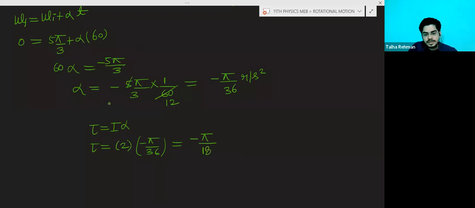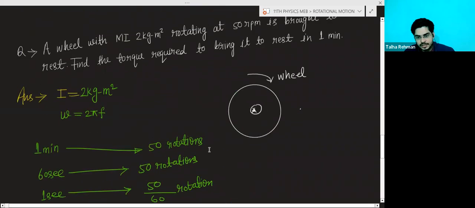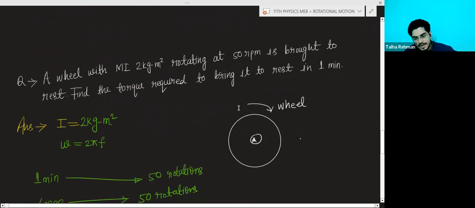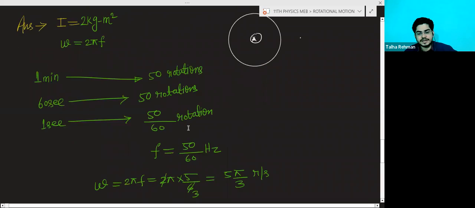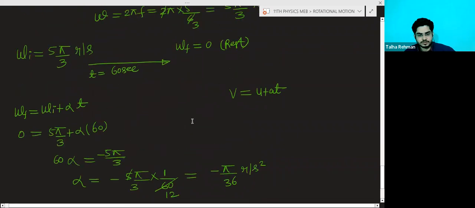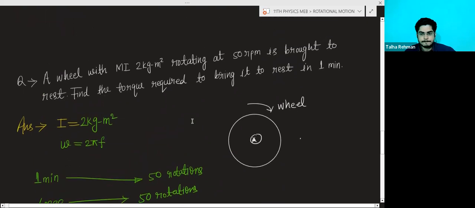This torque is coming out to be negative. Why? Because this is a stopping torque. If this wheel is rotating in a clockwise direction, then to stop that wheel you have to apply the torque in the anti-clockwise direction. That is why this torque is negative. So you can write it this way also, it is fine. Understood, Divyangi and Hiba? I mean, how to solve these kinds of questions?